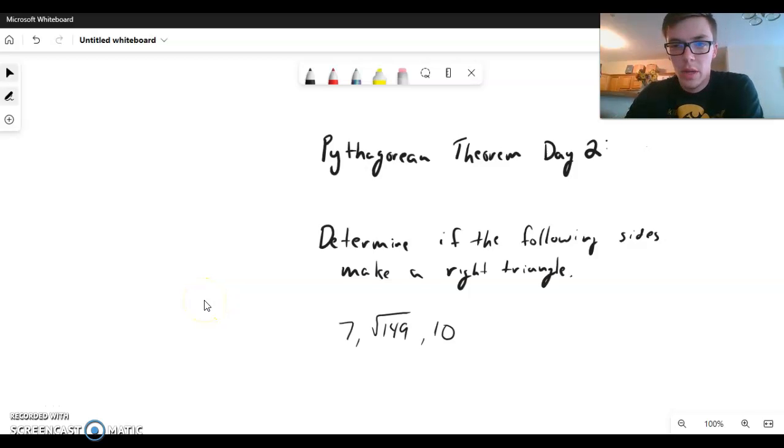But today in math algebra, we're going to go on to the second day of Pythagorean Theorem. So I just want to do a quick little reminder of what the Pythagorean Theorem is. I'm going to write that over here in red.